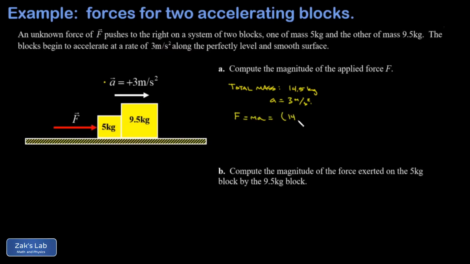There's only one force, so F net is really just that one force. So I have that the force is 14.5 kilograms times 3 meters per second squared. When I run the numbers on this, I get 43.5 newtons.